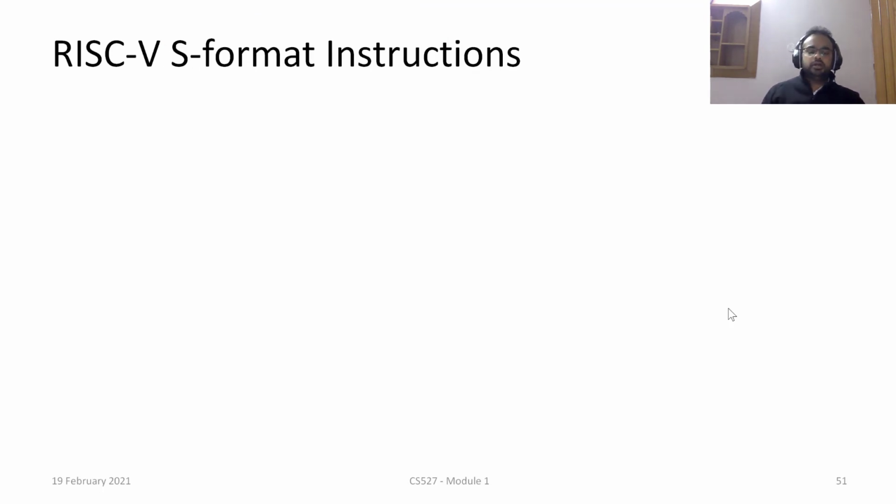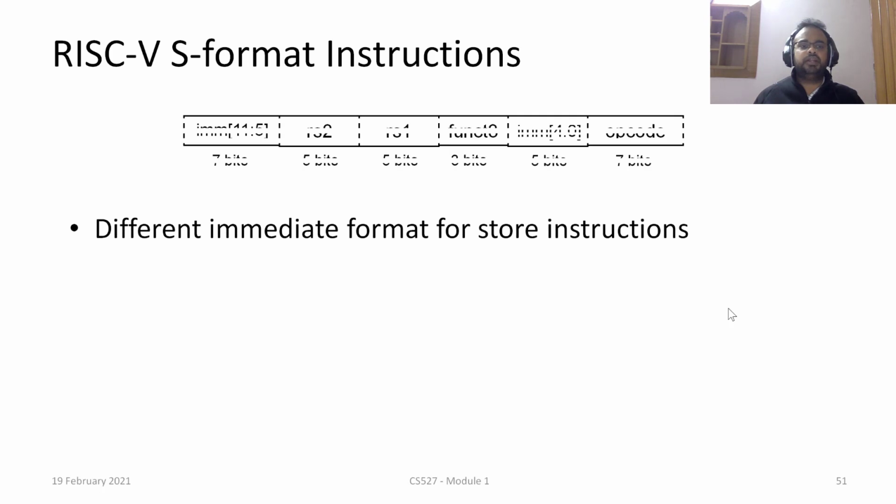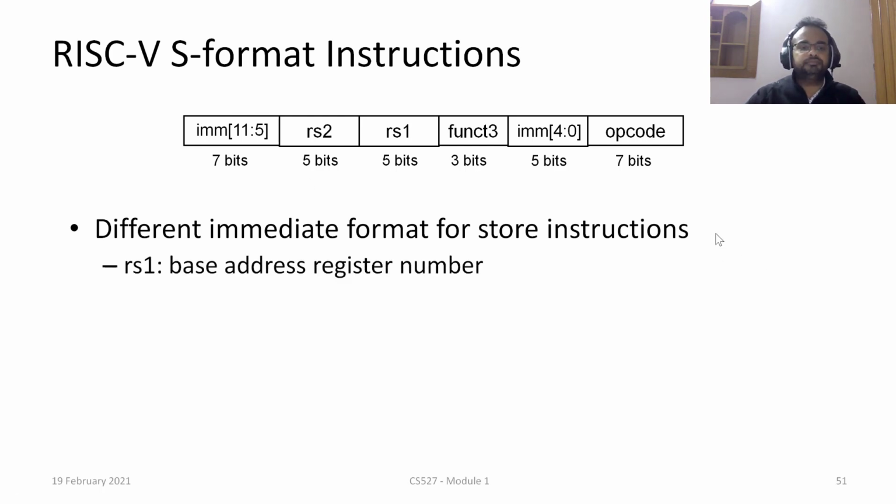If you look at the instruction encoding followed for the store instructions, it's a new format called S format. It would look something like this. We have again 6 fields in it: opcode, immediate 4 to 0, 5 bits, followed by function 3, followed by RS1, followed by RS2, and 7 bits of immediate field.